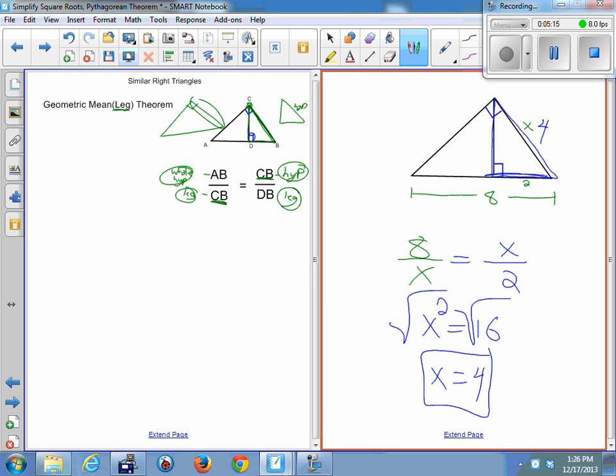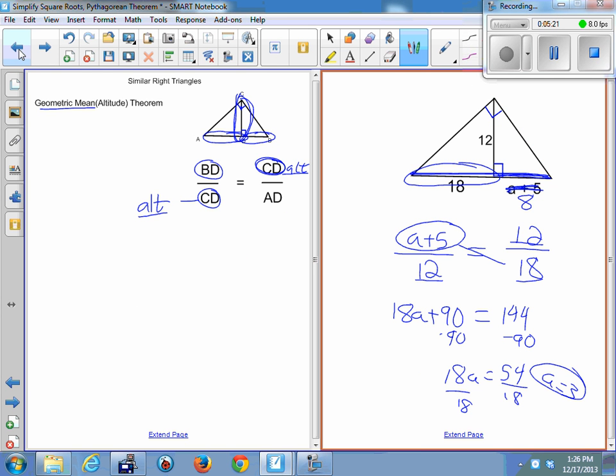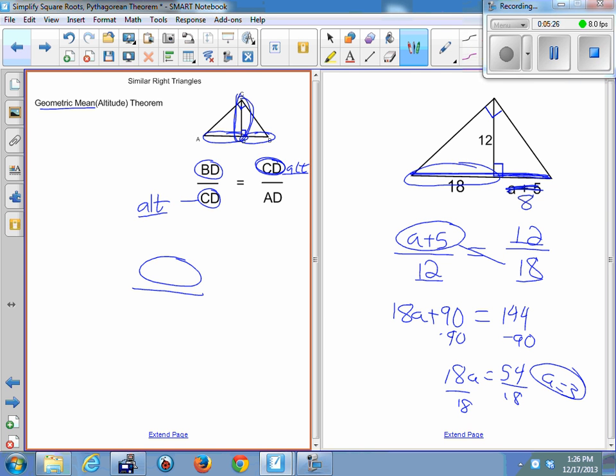And that is those two little theorems using geometric mean. Geometric mean is when we have something here over x equals x over, again, something there. That's the basic setup of the whole thing.